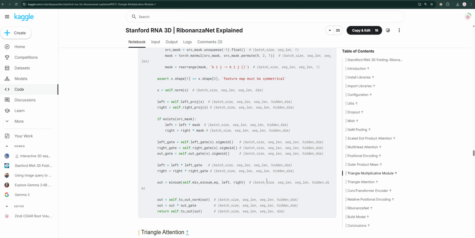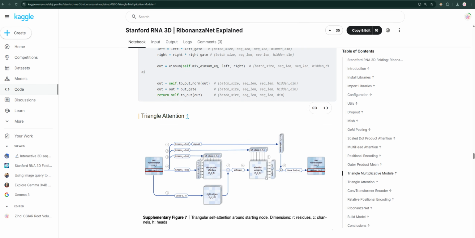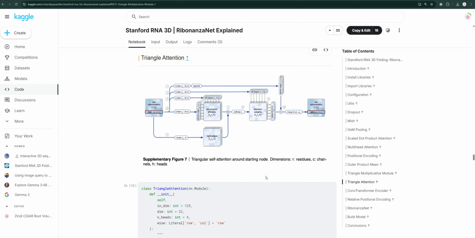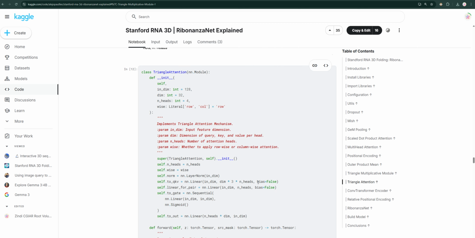Triangle attention builds on the previous module, implementing an attention mechanism specifically designed for pairwise representations. It can be applied either row-wise or column-wise to capture different types of interactions in the pairwise matrix. This specialized attention mechanism helps the model focus on relevant parts of the pairwise representation when updating each position, further improving the geometric consistency of the predictions.